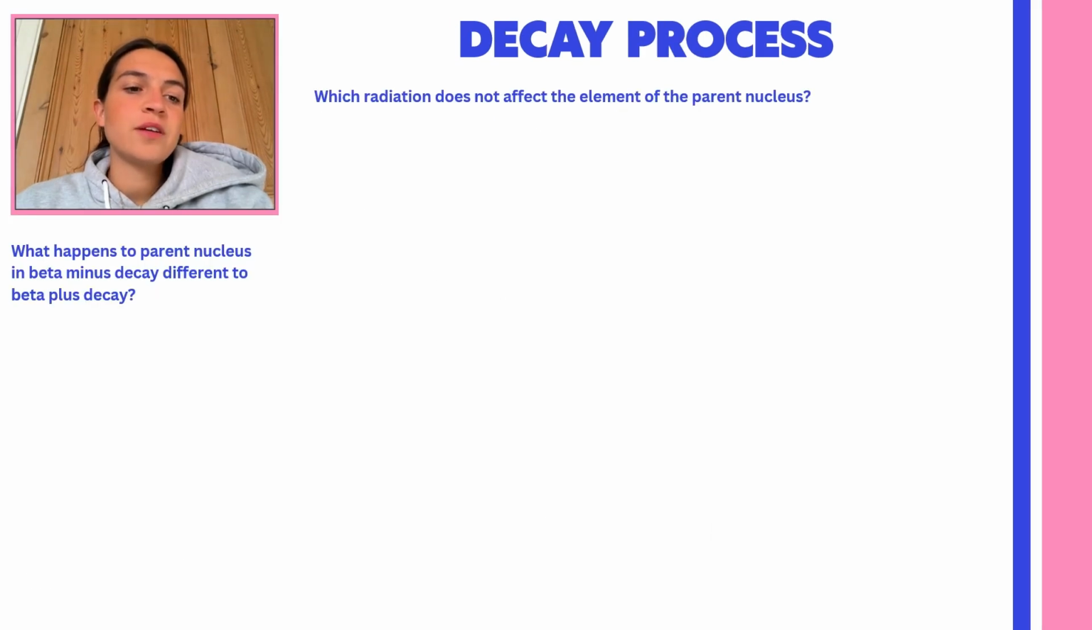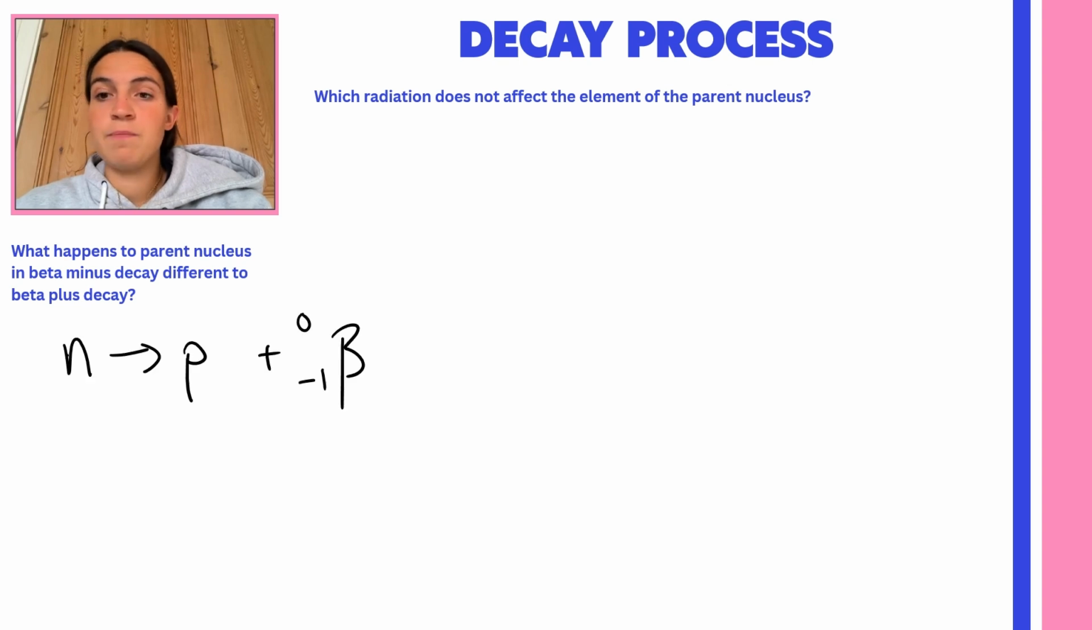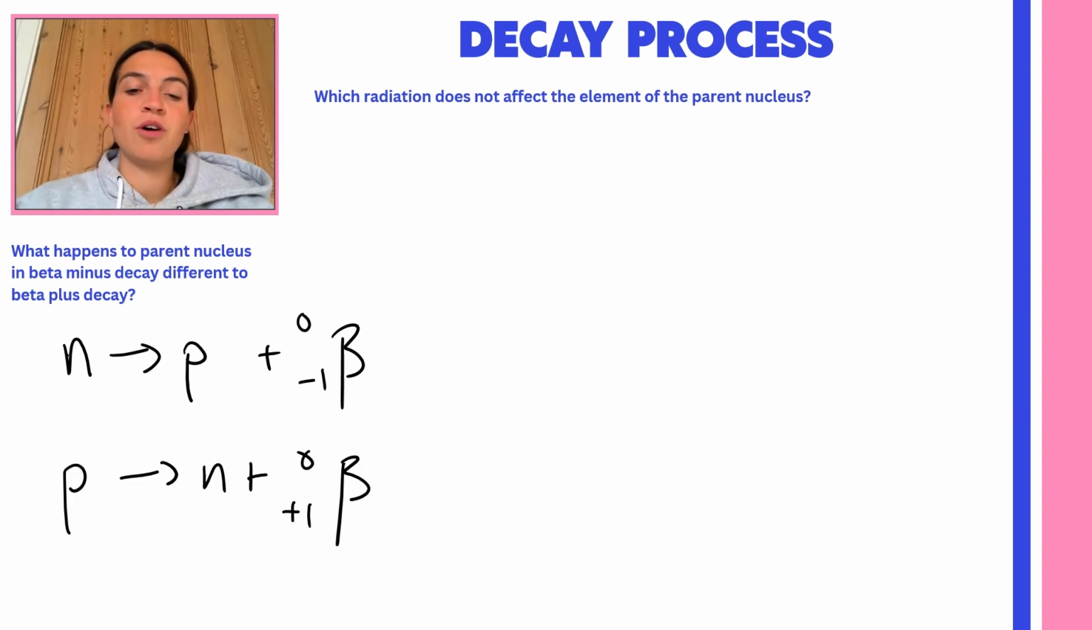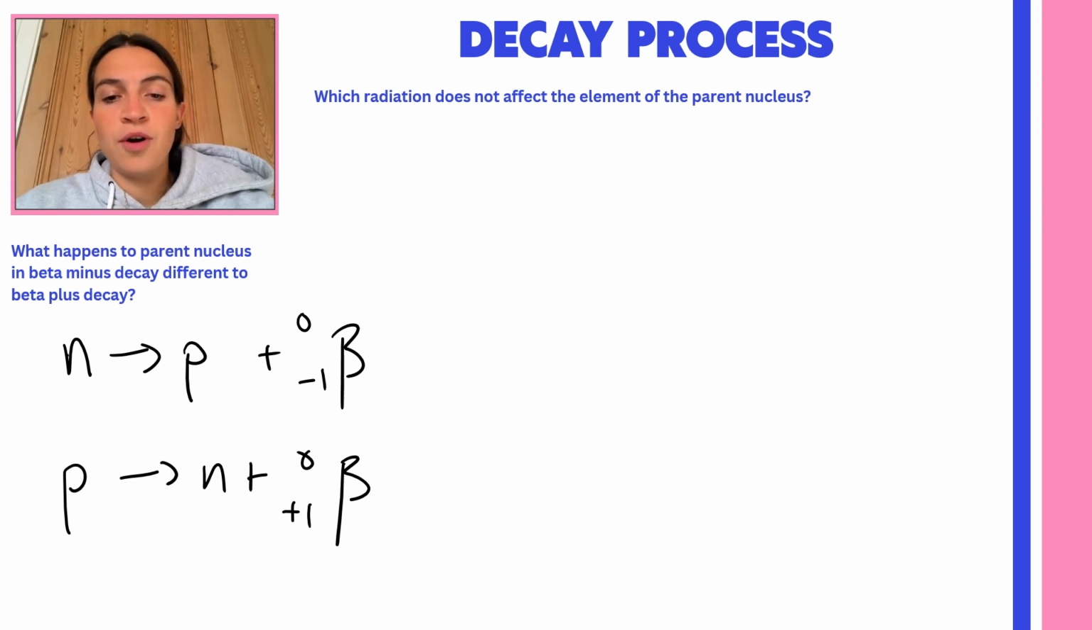Okay, bottom left question, what happens to a parent nucleus in beta minus decay different to beta plus decay? So let's write out both decay equations. In beta minus decay, you have a neutron turning into a proton and releasing beta minus. Whereas in beta plus decay, you have a proton which turns into a neutron and releases a beta plus particle. So the difference is neutron going to proton versus proton going to neutron.